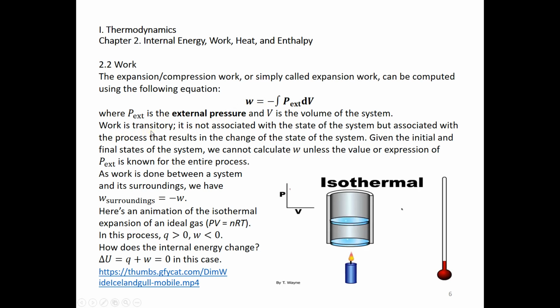Work is transitory. That means it's not associated with the state of the system, but associated with the entire process that results in the change of the state of the system. So that means if you go from state 1 to state 2, and if you know everything about the initial state, state 1, and everything about state 2, the final state of the system, it's still impossible for us to calculate the amount of expansion work. We'll have to know more information about the process that connects state 1 and state 2. So again, given only the initial state and final state of the system, we cannot calculate the amount of work.